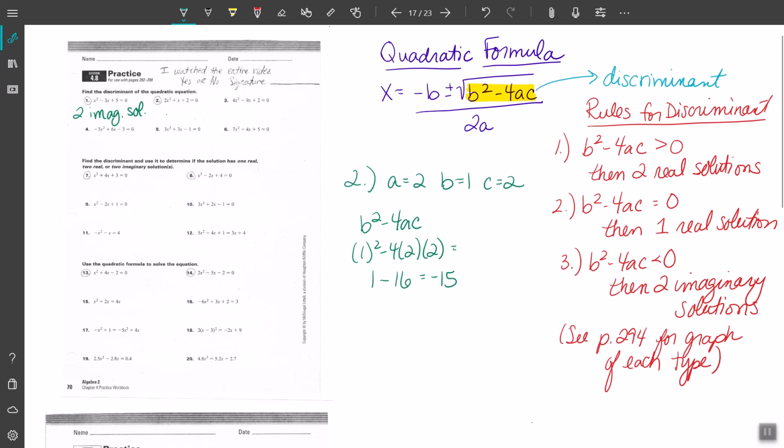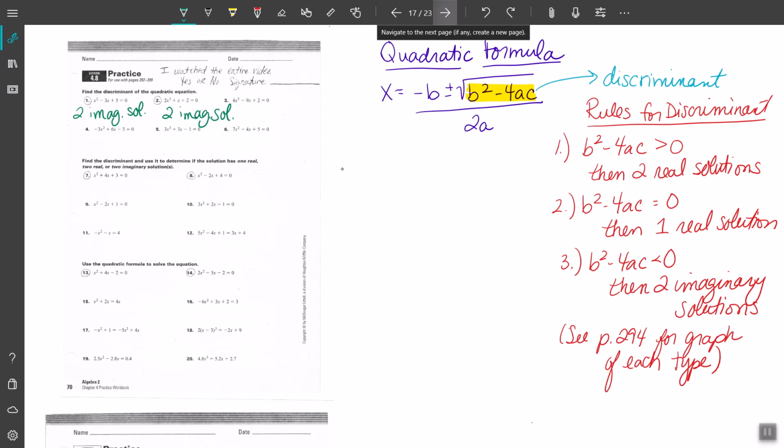So here again, we've got a situation where b squared minus 4ac, the discriminant for this particular problem, is less than 0. So once again, we're going to have two imaginary solutions. So it's not giving us the actual solutions, but it's telling us a little bit of information about them.